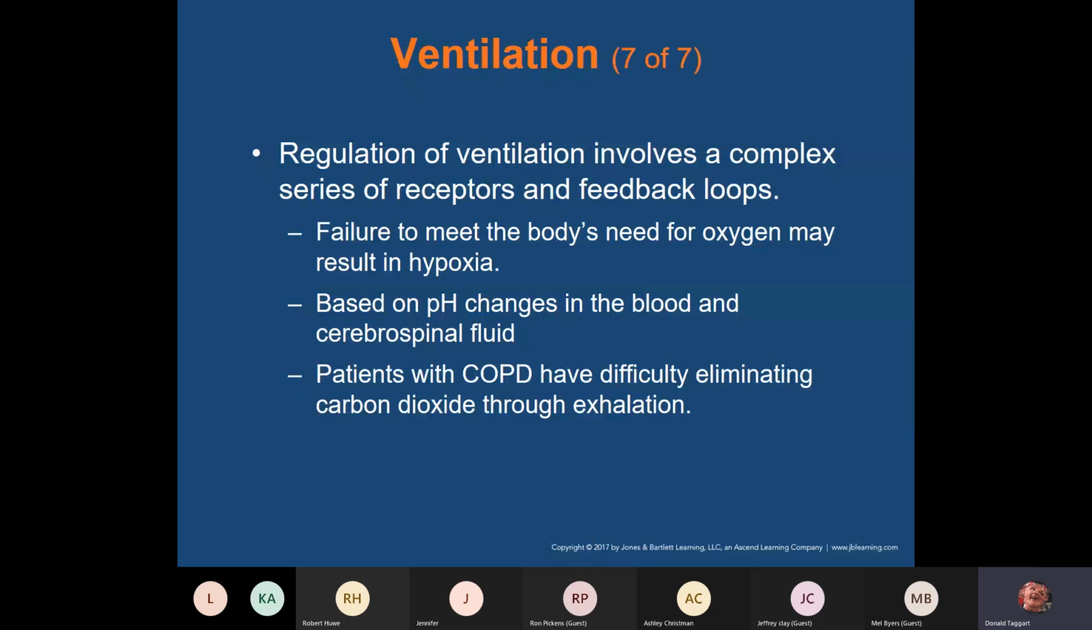But as your carbon dioxide builds up, think of carbon dioxide loosely as an acid. As that builds up, you're becoming more acidotic. So what will your pH scale do? On the pH scale, if it goes down or up, which one's acidotic? Yeah, it's down.